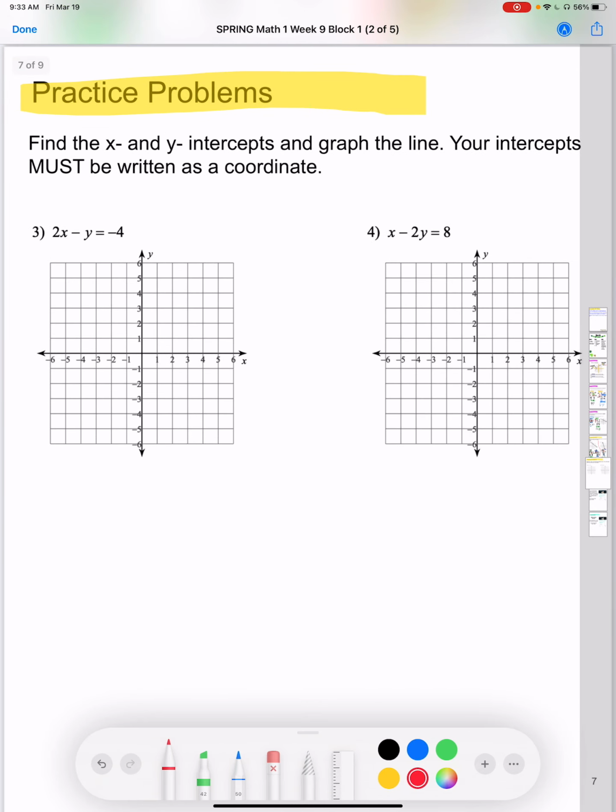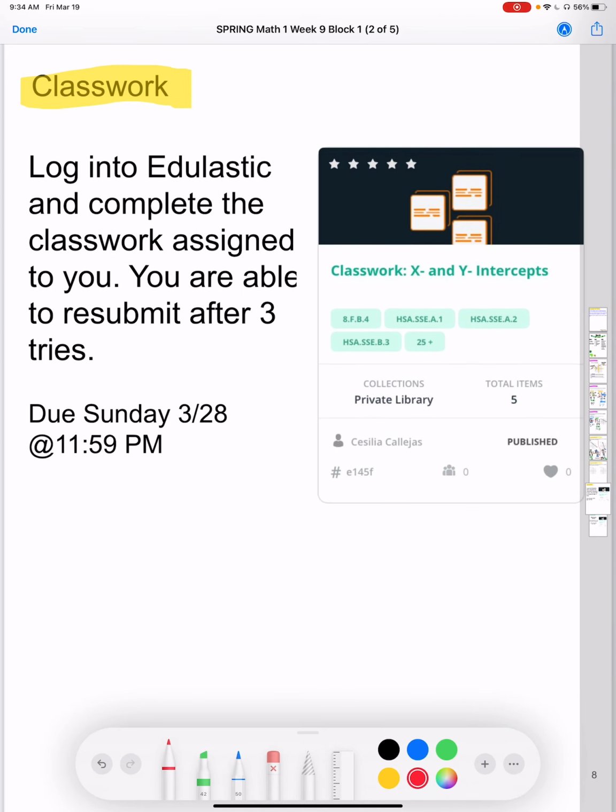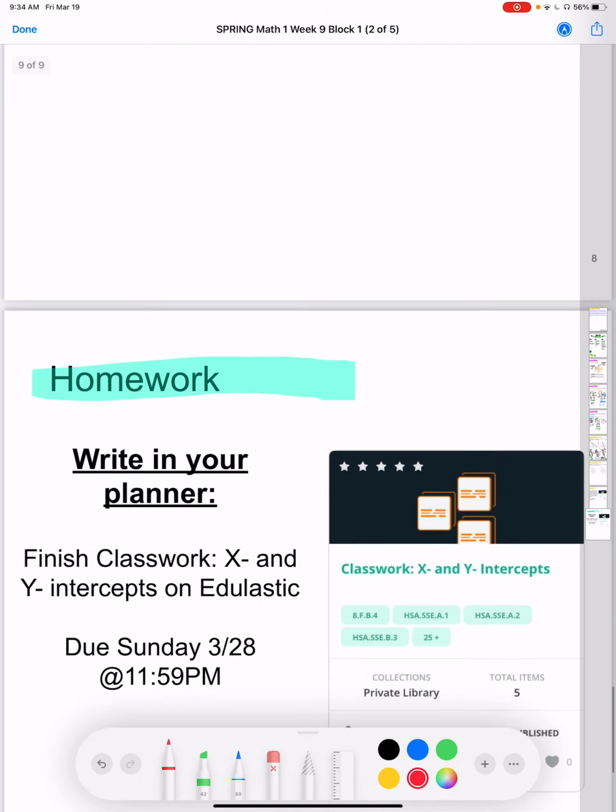All right, you guys, I have some more examples on here. If you would like to try these, I'll post the answers on Google Classroom in case you're curious to see if you did this correctly. And then you do have classwork for today. Your classwork is on Edulastic. I want you to log in and complete it. You have a total of 5 items on there. You are going to be asked to graph and to calculate x and y intercepts. You have all period to work on this, so please get this done. It is not due till Sunday at midnight, but use your class time wisely. You do have 3 chances to resubmit, okay? So you have a total of 3 opportunities to submit to get full credit.